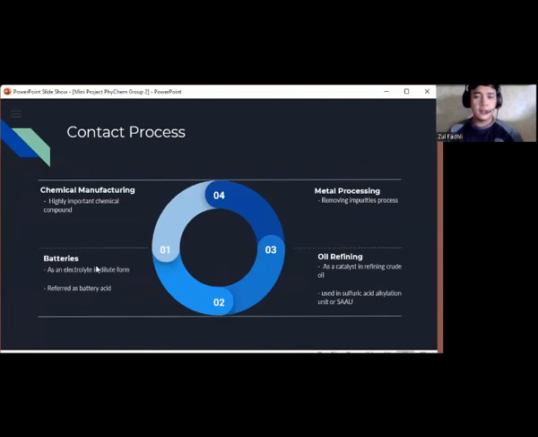Other than that, sulfuric acid is used as an electrolyte in a dilute form to allow electrons to flow between the plates inside the cell, which is referred to as battery acid. The third one, sulfuric acid is used as a catalyst in the refining of crude oil, and it is used in a sulfuric acid alkylation unit or SAAU. And the last one is metal processing, where sulfuric acid is used to remove impurities.